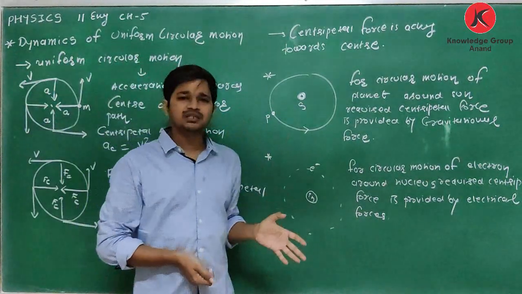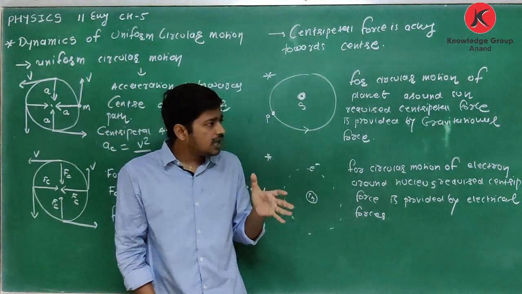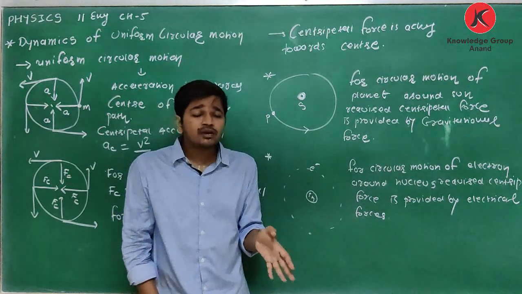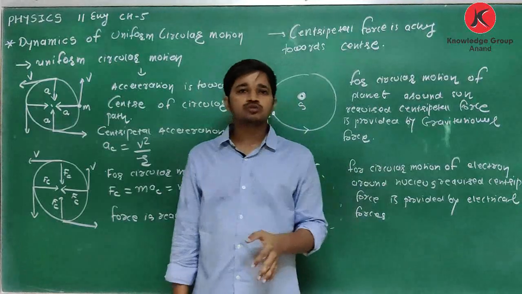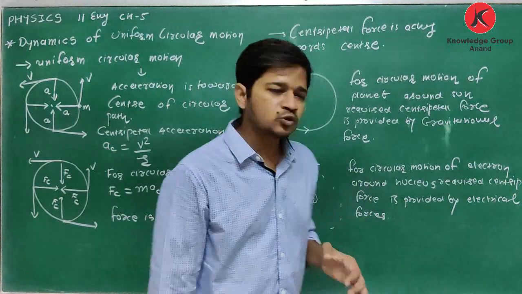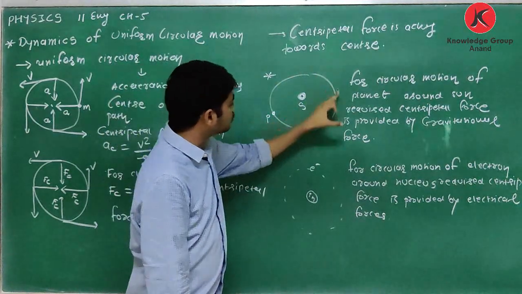See, these are examples. Now we have to discuss cases when vehicles are moving on a road. Uniform circular motion does not always require that you move on a complete circle.